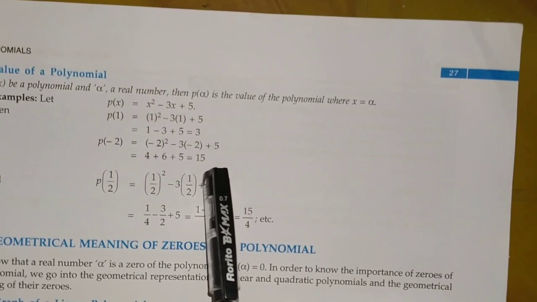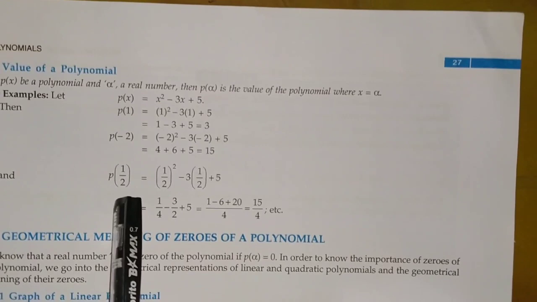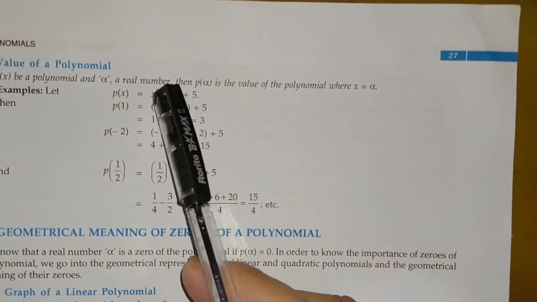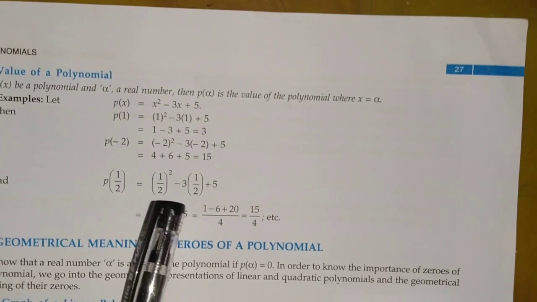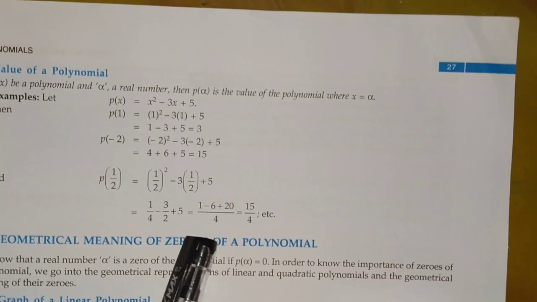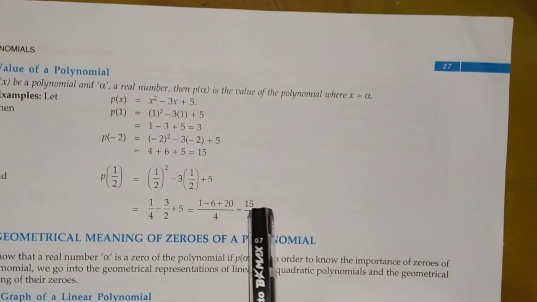And p of 1 by 2: substitute 1 by 2 for x. So x square becomes 1 by 2 whole square, minus 3x becomes minus 3 into 1 by 2, plus 5. Solving, we get 15 by 4. So p of 1 by 2 equals 15 by 4, which is the value of the polynomial.